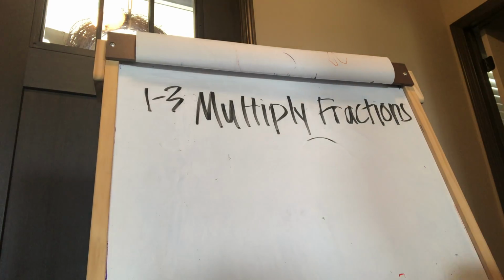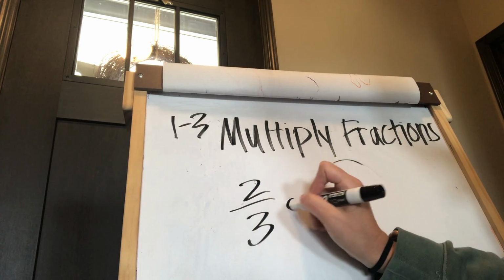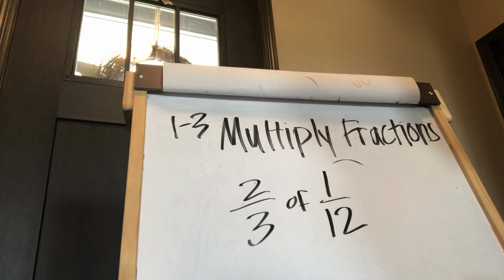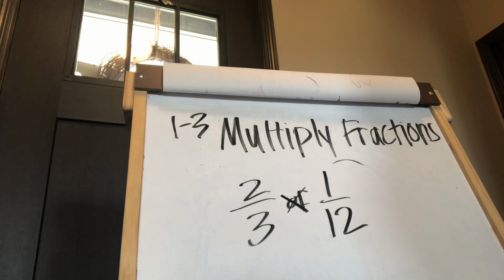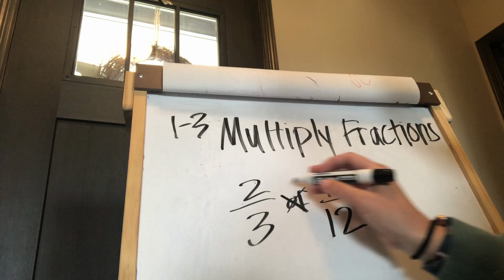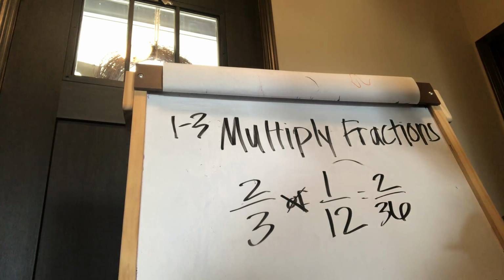All right. Now, the next one that we're going to take a look at, if we have 2/3 of, you might see this language in your assignment today. When we see that word of, that is the same thing as saying multiply. So if they're asking for 2/3 of 1/12, that's the same thing as saying 2/3 times 1/12. Now on this one, we could continue doing what we did in the last one, and multiply on the top and multiply on the bottom. But when we take a look at this one, we do need to make sure that we simplify.